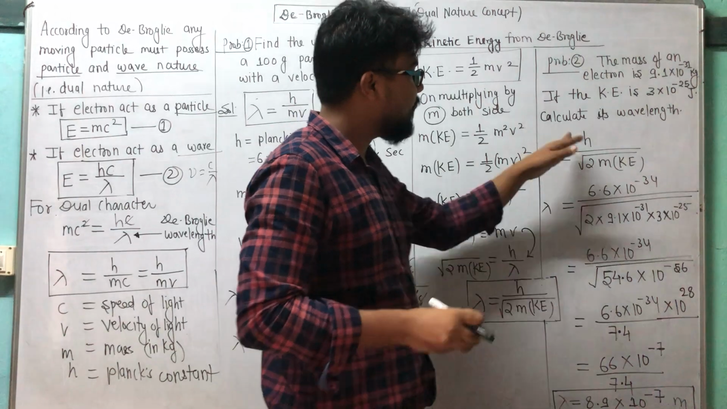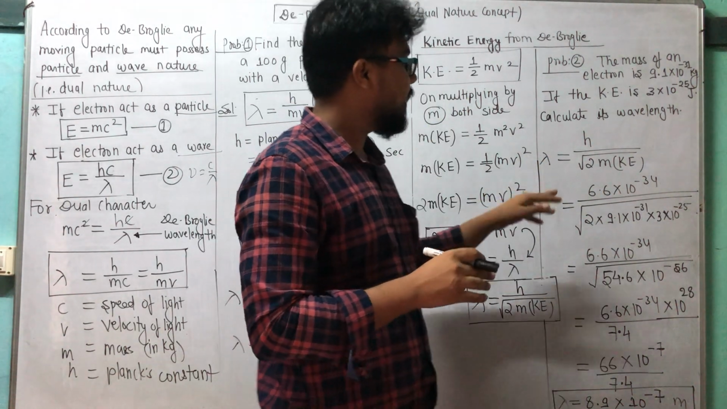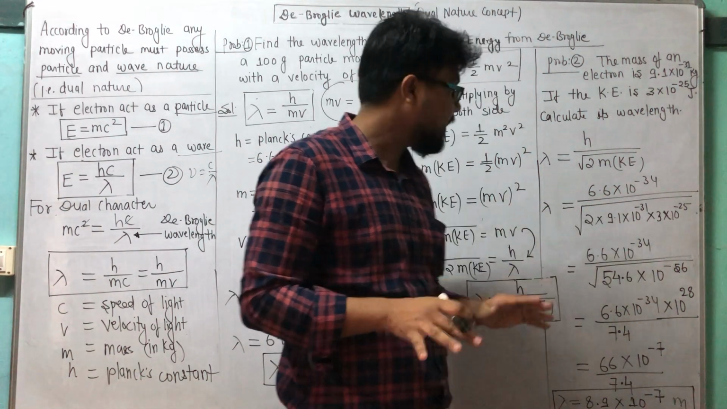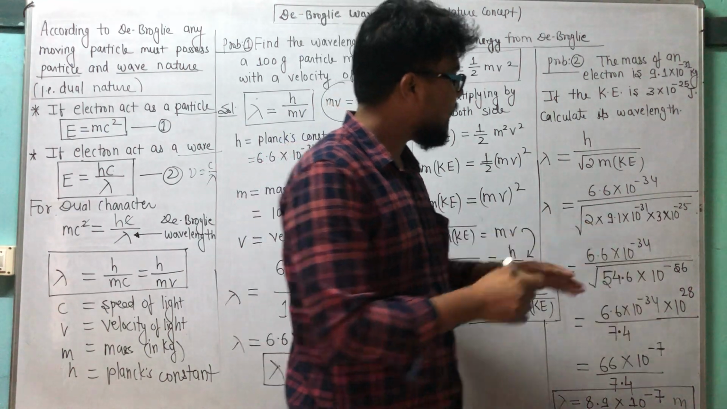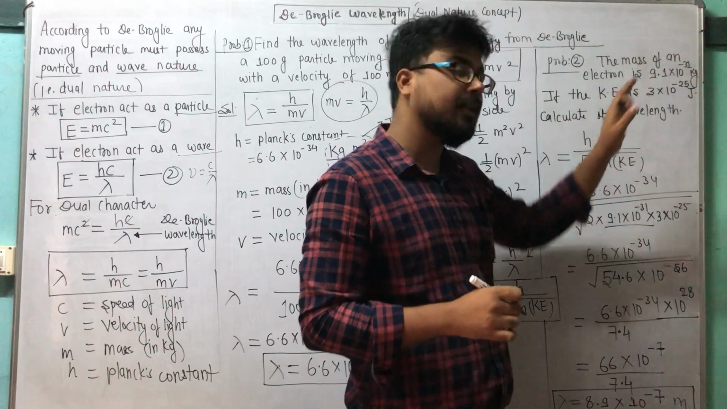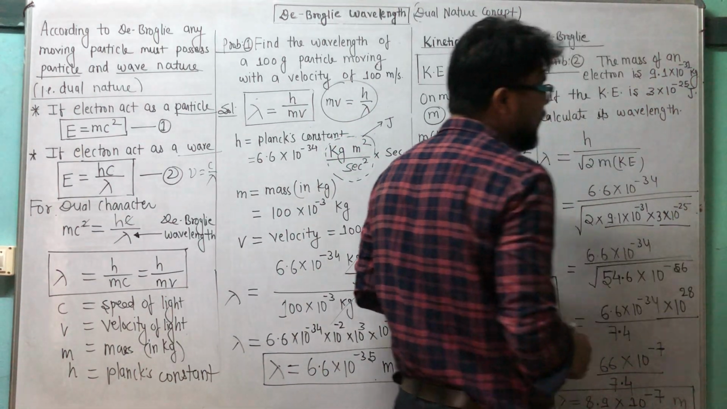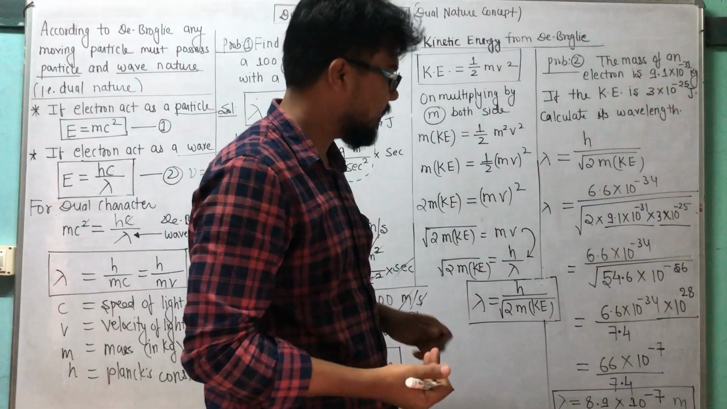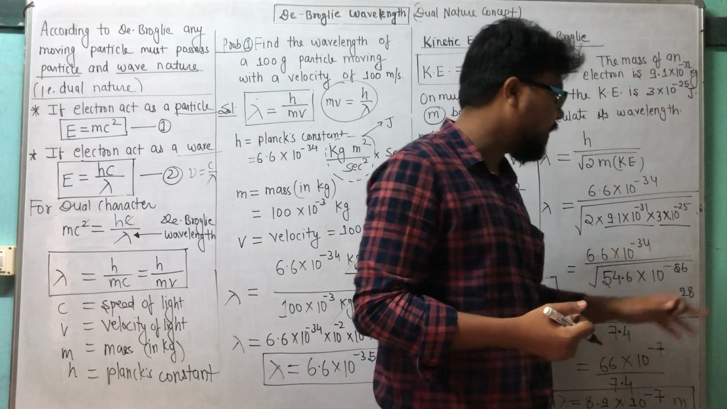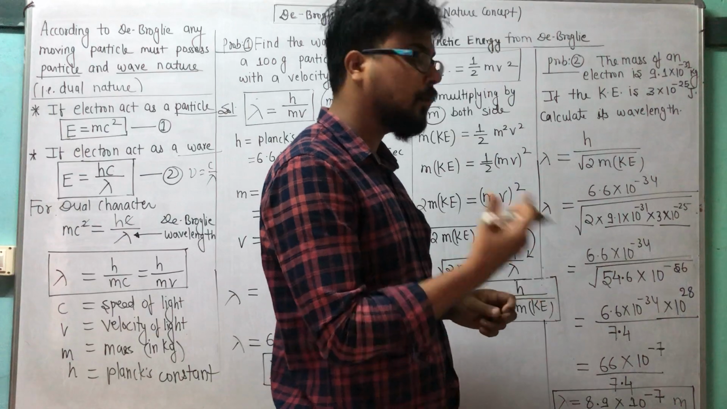So when I put the value of h, it is fixed always. It is Planck's constant, 6.6 into 10 to the power minus 34, correct? 2 is 2. Mass I will put 9.1 into 10 to the power minus 31 as given in the question, and the kinetic energy is 3 into 10 to the power minus 25, correct? When I solve this, minus 31 minus 25 becomes 56, and 2 into 9.1 into 3 is around 54.6.